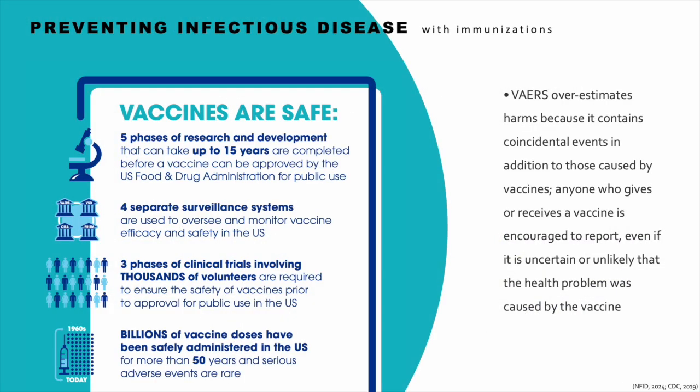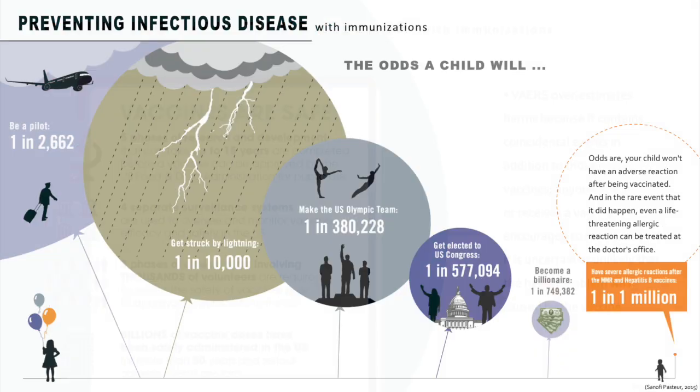I mentioned VAERS, the Vaccine Adverse Event Reporting System, in the previous lecture about public health surveillance. This is one of the national systems in place to ensure that vaccines that are approved by the FDA are safe and effective. The infographic on this slide compares the odds of different events to show severe allergic reactions to vaccines are extremely rare. The odds a child will have a severe allergic reaction after the MMR and hepatitis B vaccines are 1 in a million.